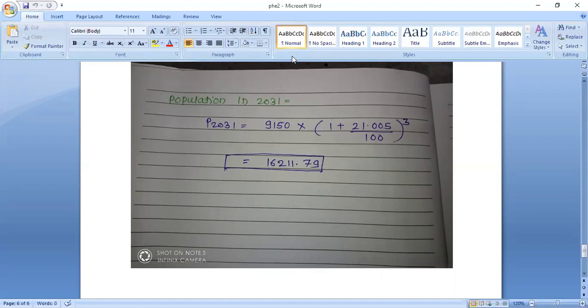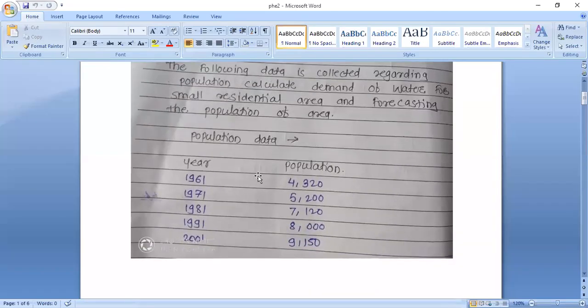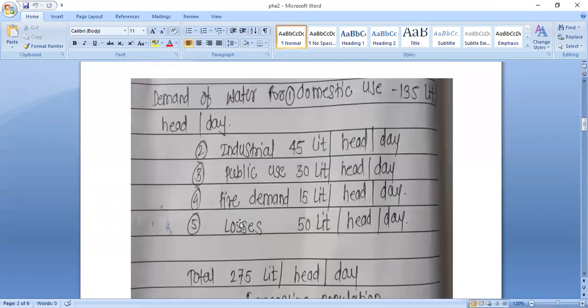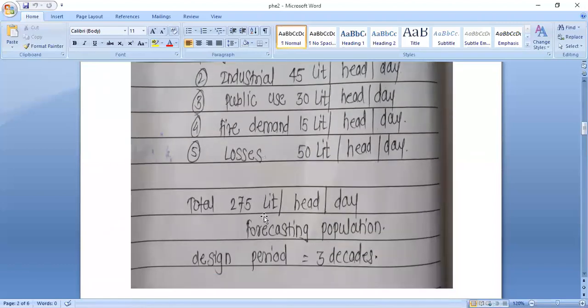Now we can again revise this problem. First we have the given population and years, that is, the population for every decade up to 2001. Then they have given the use of water for every purpose, that is, for domestic purpose how much quantity of water is used, then industrial, public, fire demand, losses, and total use of water in that residential area.